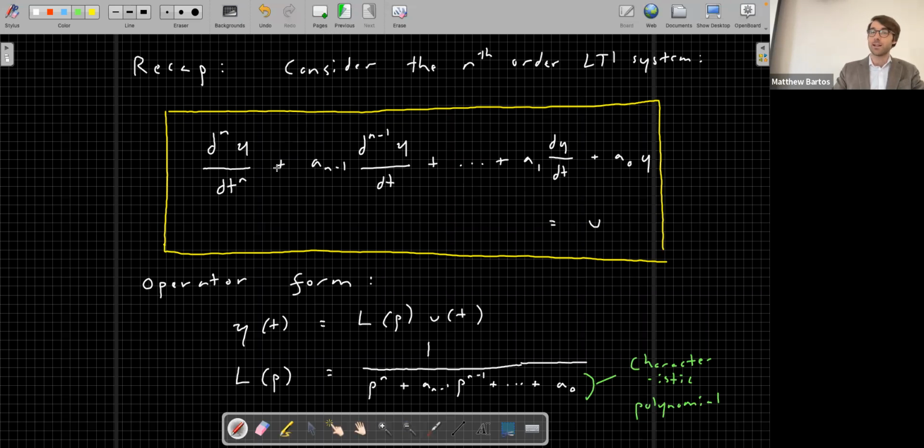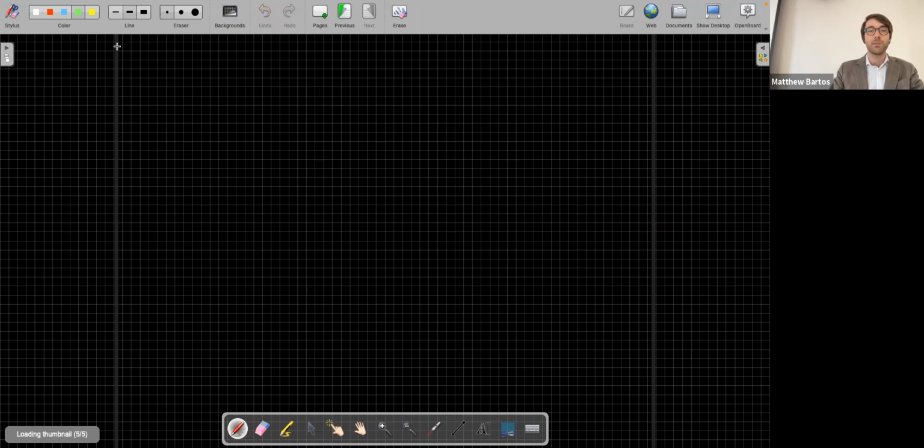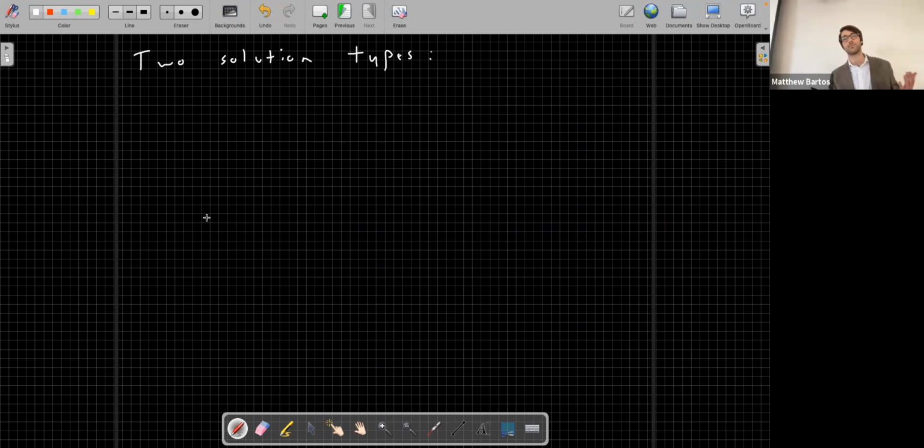Okay, so for an LTI system of this form, there are two solution types. Actually, three. But I'll give you the first two solution types first. The first solution type is the homogeneous solution. Has anyone heard this term before? Okay. So the homogeneous solution is essentially the component of the solution that depends on the system's initial conditions.